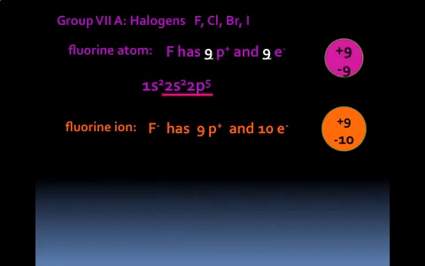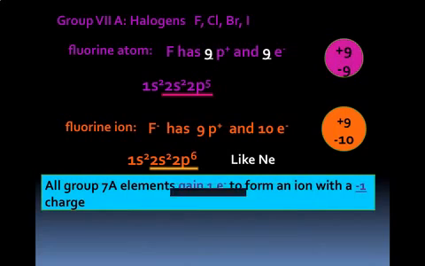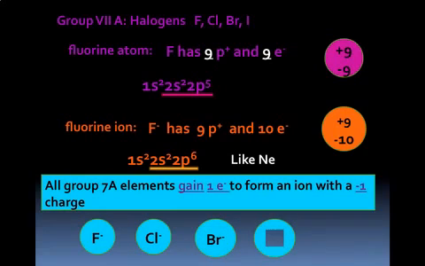Now it has 9 protons to remain fluorine, but it has 10 electrons. So it creates that 1s2, 2s2, 2p6. So we have that s2p6 electron configuration that makes it like a noble gas. This one would be like neon. So all the group 7A elements will gain 1 electron to form an ion with a -1 charge. Fluorine, chlorine, bromine, and again, when it's just a 1, you can just put the positive or negative sign on the ion. Group 6A, this is the one that starts off with oxygen.